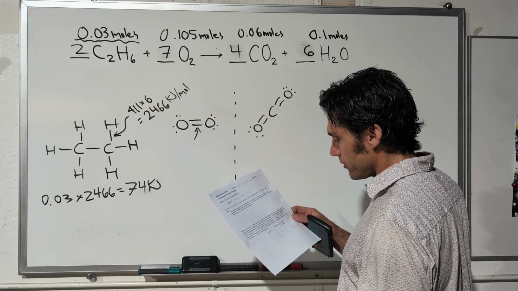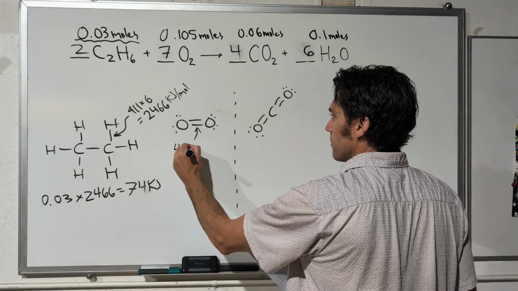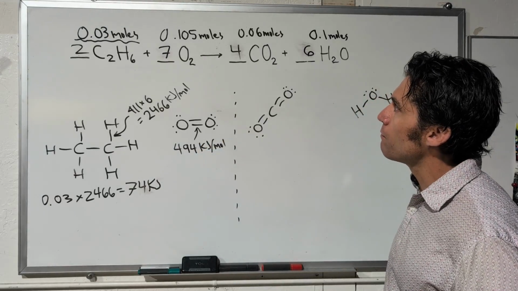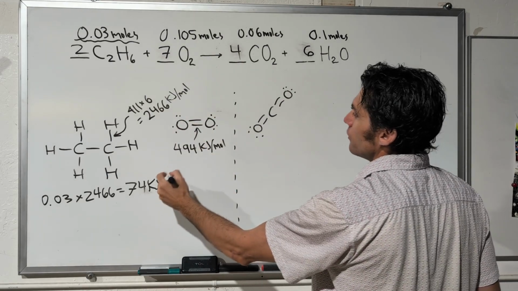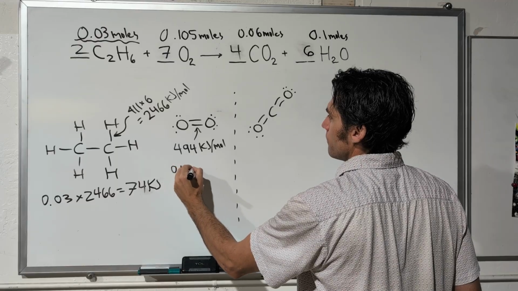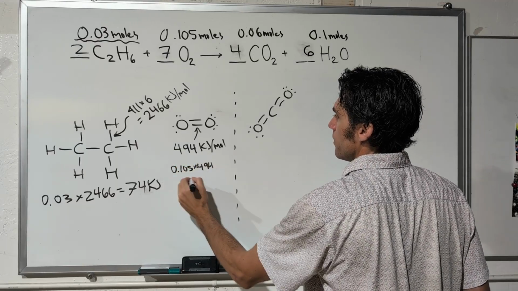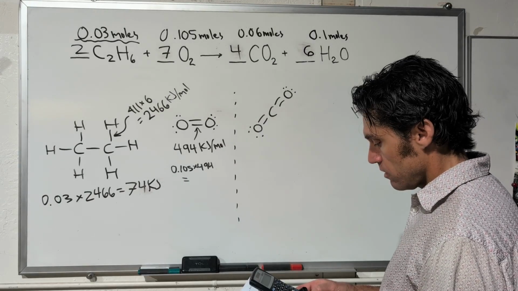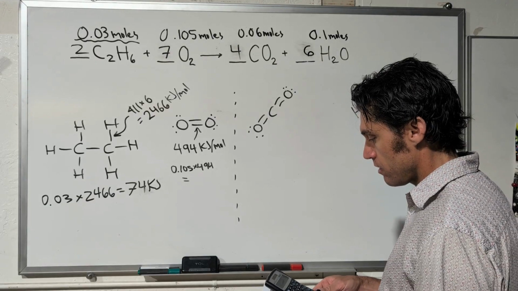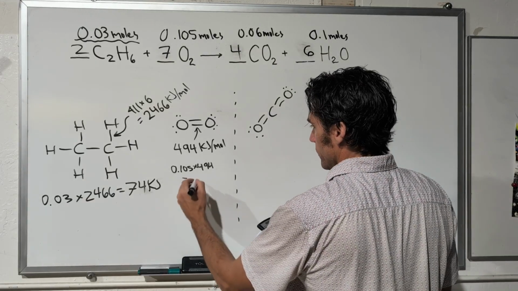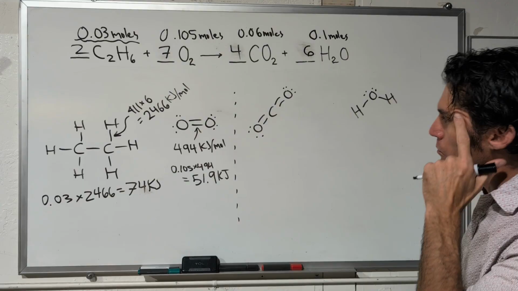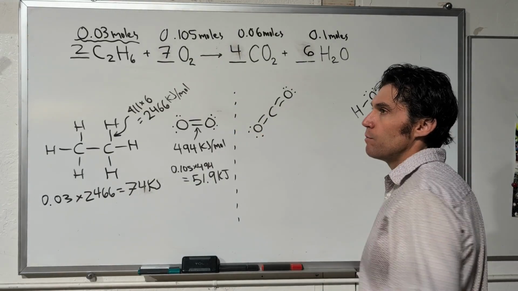According to our table, this is worth 494 kilojoules per mole. But we don't got a mole. We got 0.105 moles. So 0.105 times 494 equals 51.9 kilojoules. Okay, 51.9 kilojoules to break up the amount of moles that we got.